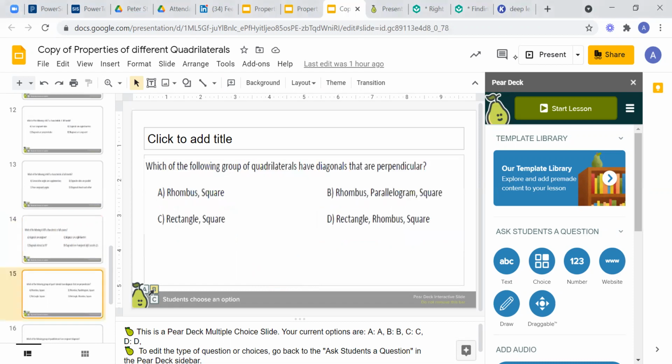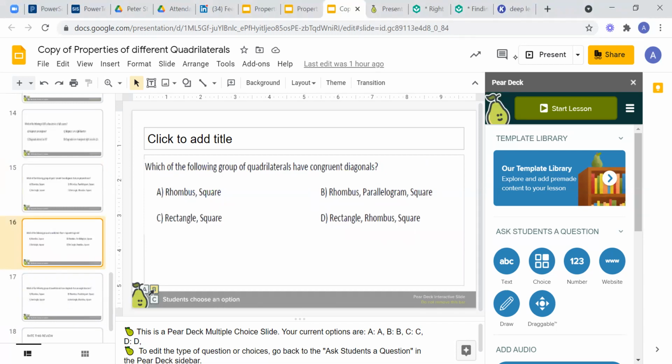Number 15. Which of the following groups of quadrilaterals have diagonals that are perpendicular? Please, class. We know in a rhombus, diagonals are perpendicular. And what again? Square. So here, only rhombus and square. In a rhombus and a square, the diagonals are always perpendicular, okay?